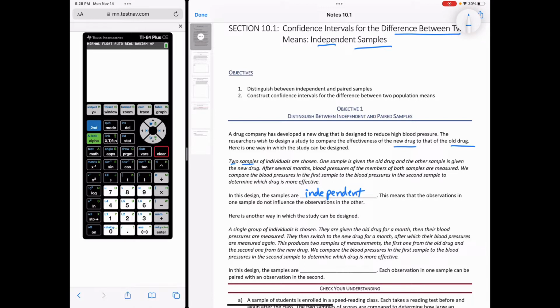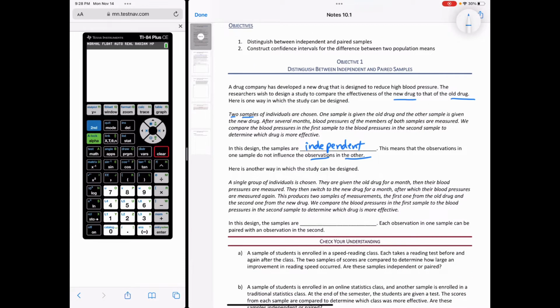This means that the observations in one sample do not influence the observations in the other. Here's another way in which the study can be designed. A single group of individuals is chosen. They're given the old drug for a month, then their blood pressures are measured. Then they switch to the new drug for a month, after which their blood pressures are measured again.